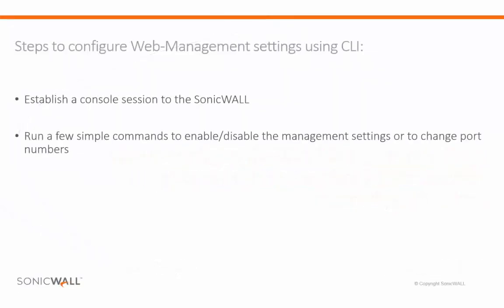In order to configure the web management settings using command line interface, we will be using Terraterm to log into the console of the device. We then run a few simple commands to enable or disable the web management settings. We even go through the commands to enable or disable HTTP management and also to change the port numbers for HTTP and HTTPS. We currently have a laptop connected to the console port of the Sonicwall.